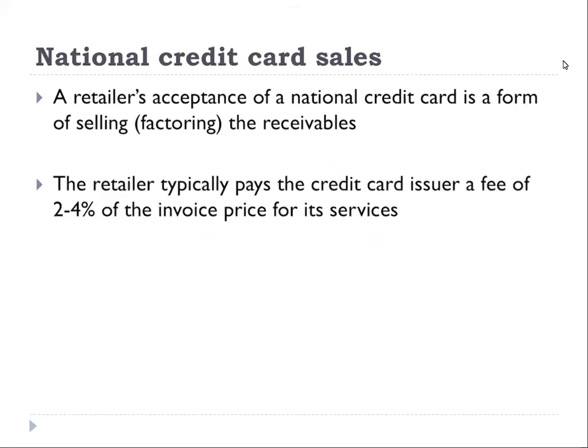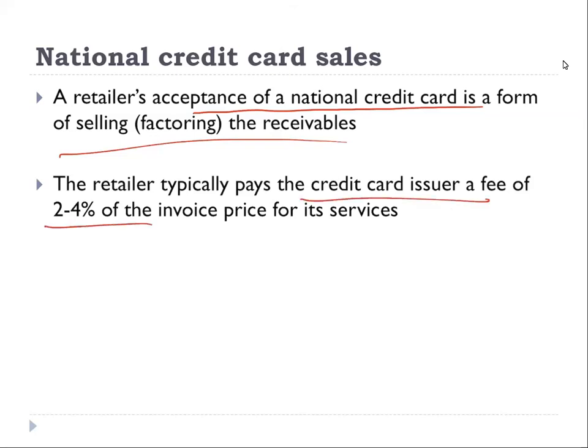If you ever use a credit card in a supermarket, the retailer's acceptance of a credit card is one form of selling, factoring the receivables. So the retailer, for example Target or any kind of retailer, typically pays the credit card issuer a fee of 2 to 4% of the invoice price for its service. So this is one type of factoring.